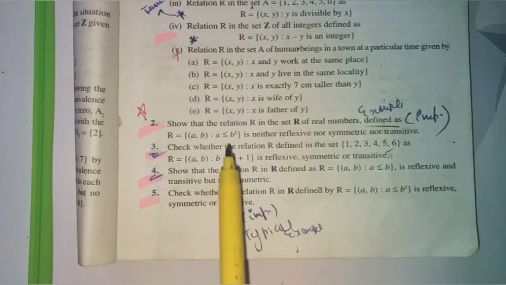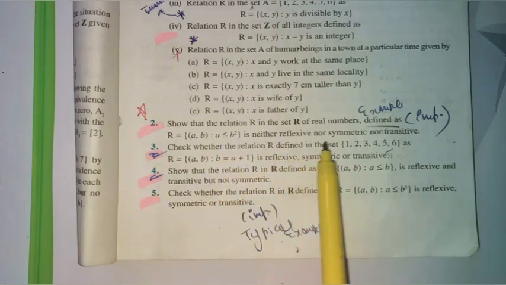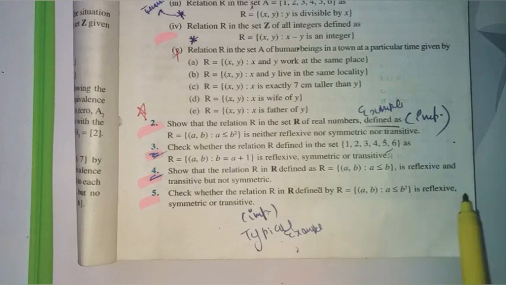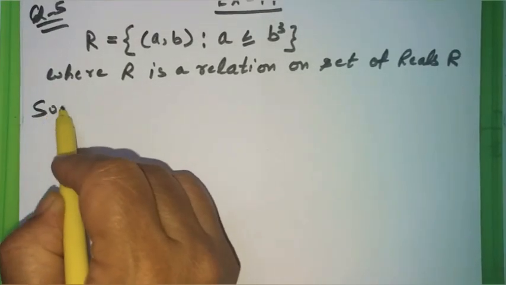In the previous question number 2, it was already given to you that the relation was not reflexive, not symmetric, not transitive, but here you have to check whether it is reflexive, symmetric or transitive. So let's start the question. So let us start the solution.